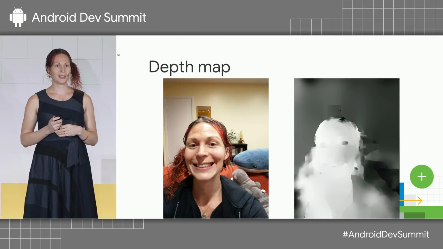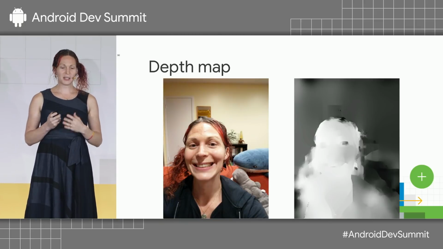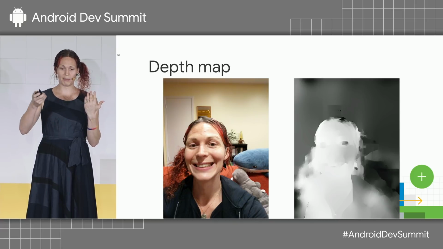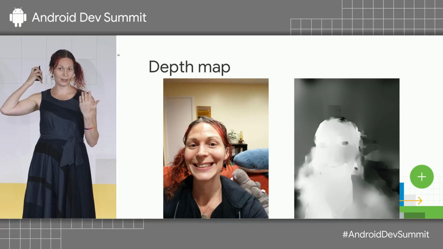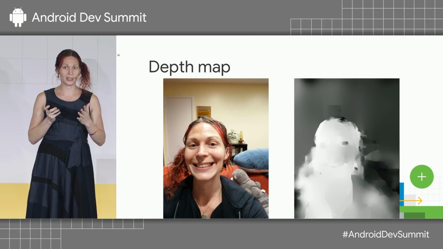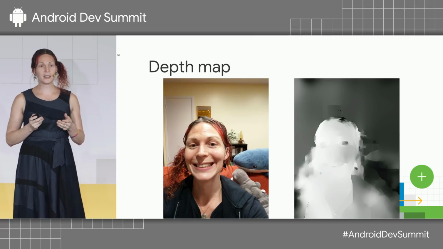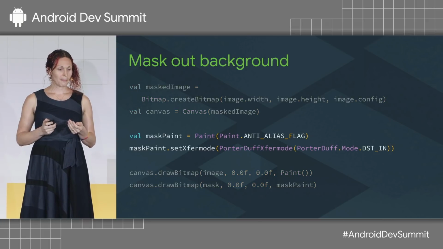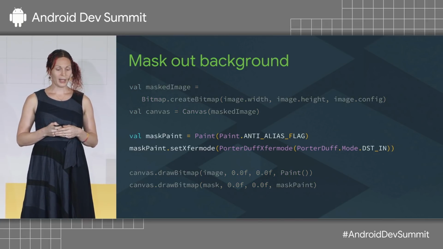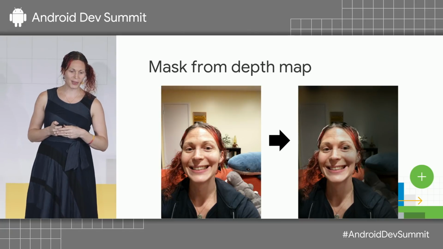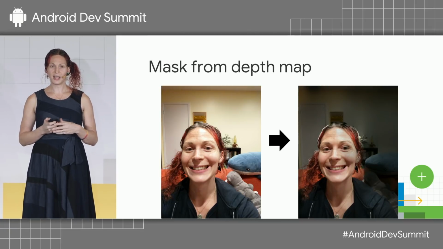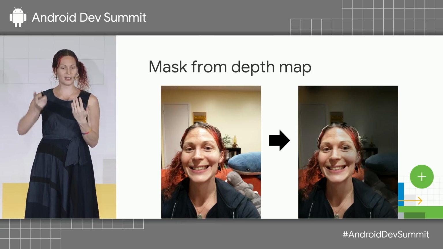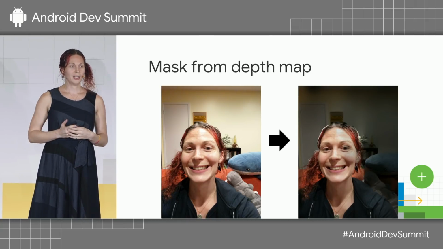What do we do with it? So we can just apply this depth map as a mask on top of it. And the black areas we want to fade out, and we want to highlight the foreground. That's pretty easy to do with a Porter Duff. And the result is something like this. So indeed, the foreground is more present, and then the background is faded out.